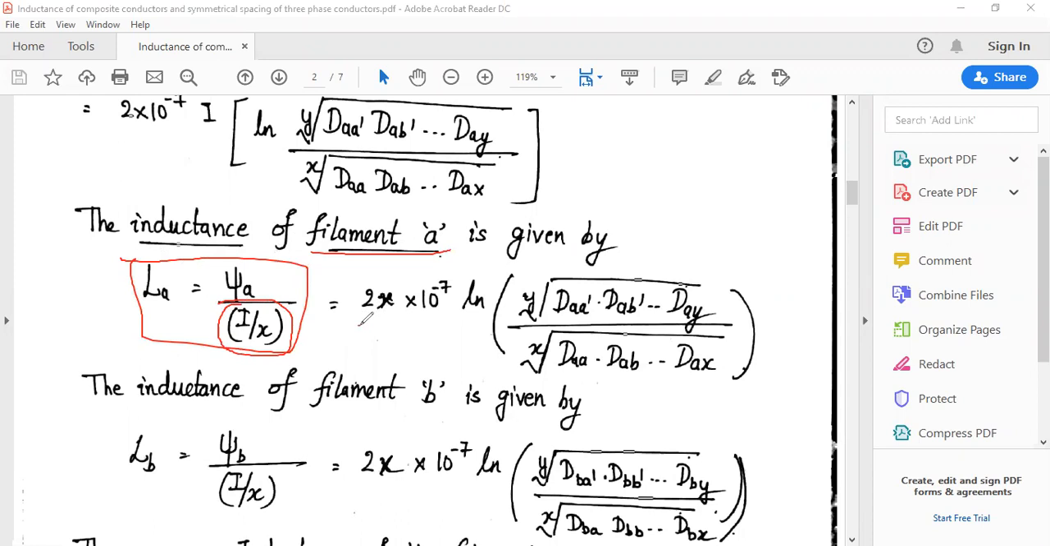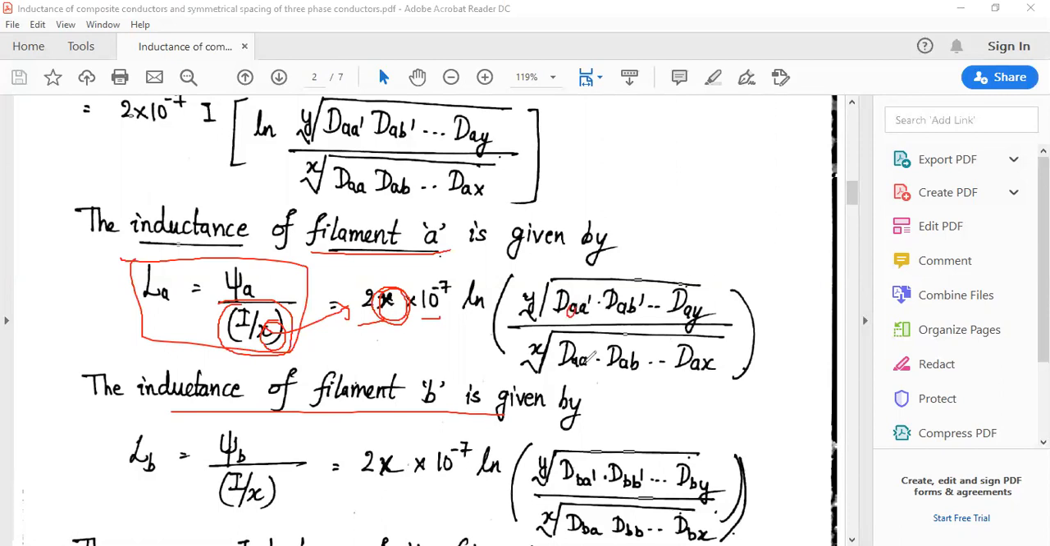So how do I write it? 2x into 10 power minus 7. This X, whatever is present, it is the same X that is present here in the denominator. So again, the X term is present, and I can write this equation here. Next, the inductance of filament B. How do I calculate it?